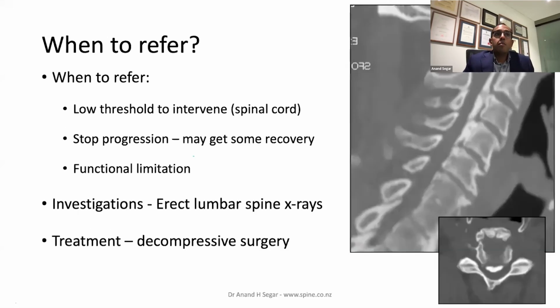When should you refer these patients? Well, you should have a low threshold for referring patients with myelopathy because this is spinal cord dysfunction. And the goal of surgery is to stop progression, so we want to intervene early. Patients can be functionally limited, and this CT scan shows that OPLL, you can see the bone at the back of the vertebral body compressing the spinal cord. Investigations, that should read cervical, erect cervical spine x-rays, and the treatment is decompressive surgery.